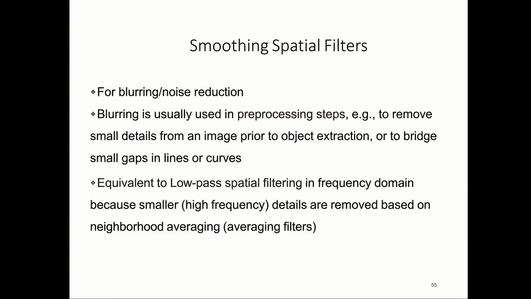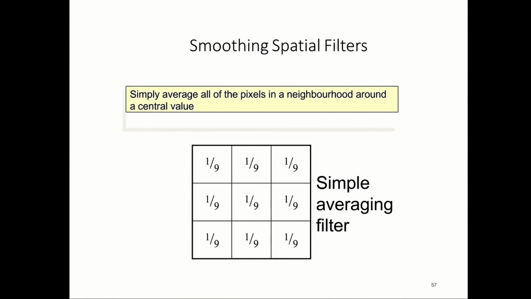Yes or no? Because we are smoothing it. When you have more fluctuations, it means this is high frequency. When I smooth it, it means this is low frequency, right? So I also did low pass spatial filtering, and therefore I removed basically the high frequencies. Yes or no? So this is a simple averaging filter, either 1 1 1 1 or with 1/9 scaling. Yes or no?